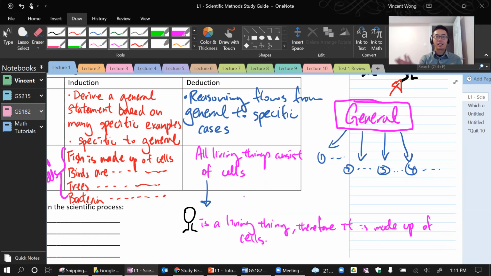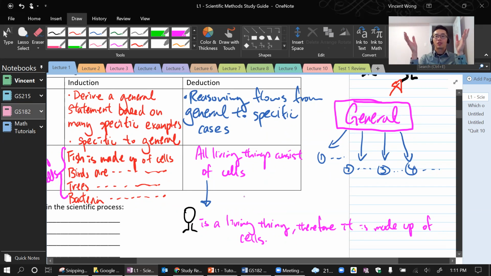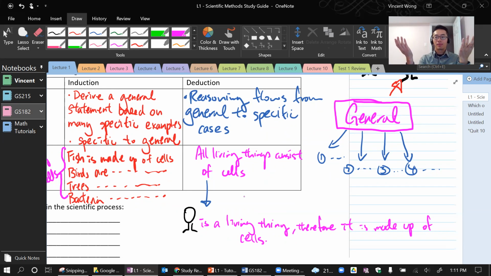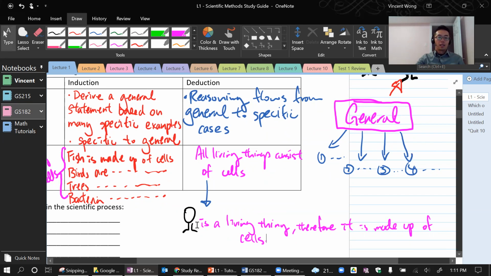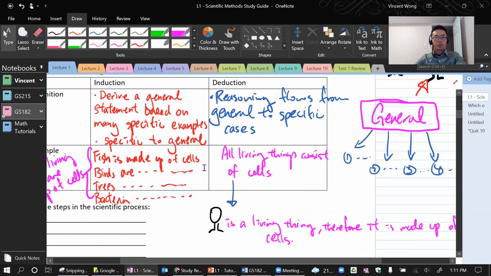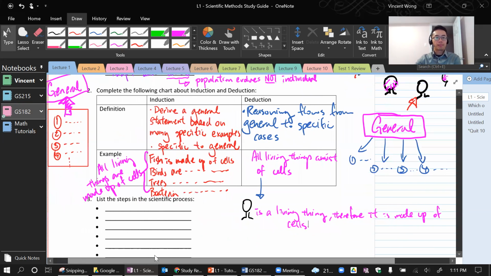A more relevant example, I guess, is this general statement: electronics run on electricity, run on batteries. And then you find a calculator. A calculator is an electronic device. It must run on batteries. General to specific. Any question about induction and deduction?